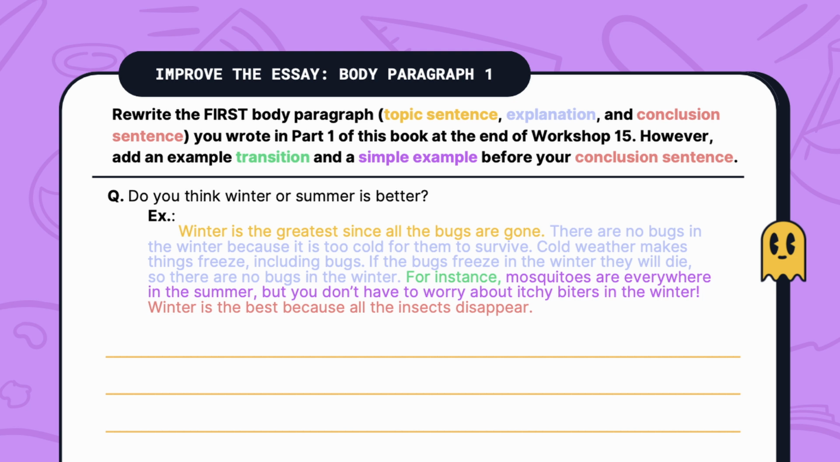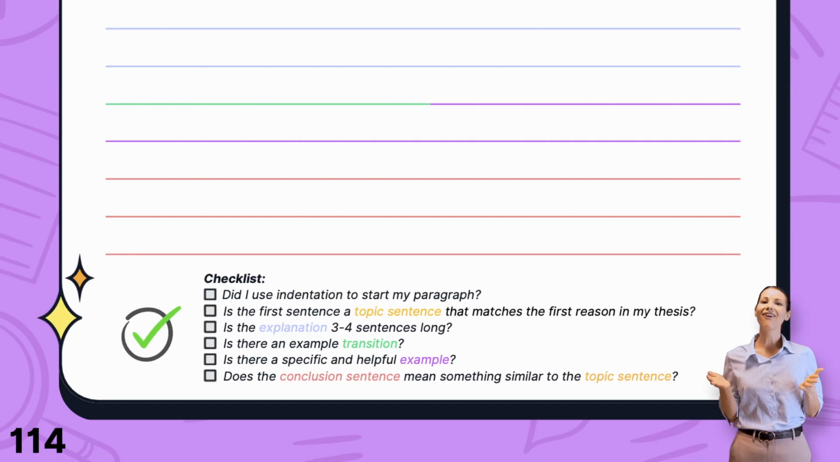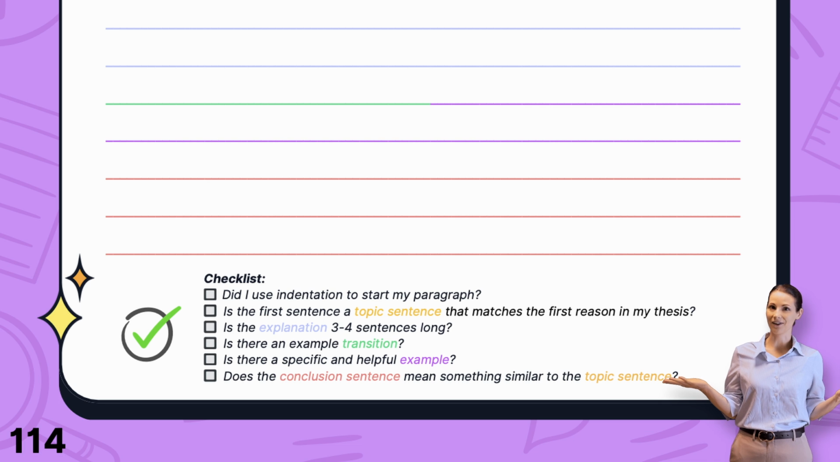Now it's your turn. Write your topic sentence and explanation. Then, use an example transition and a simple example before your conclusion. All right, it's time to check our work again. Use the checklist. Ask yourself, did I use an indentation to start my paragraph? Is the first sentence a topic sentence that matches the first reason in my thesis? Is the explanation 3 to 4 sentences long?